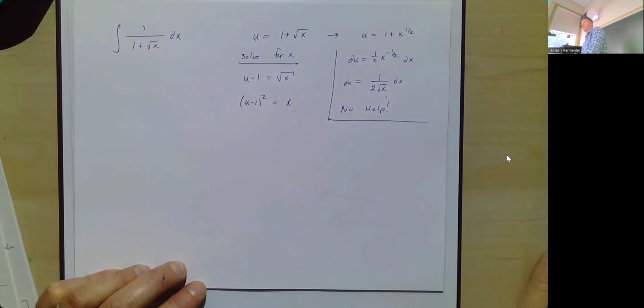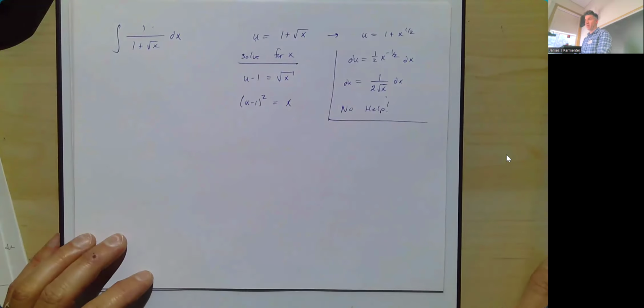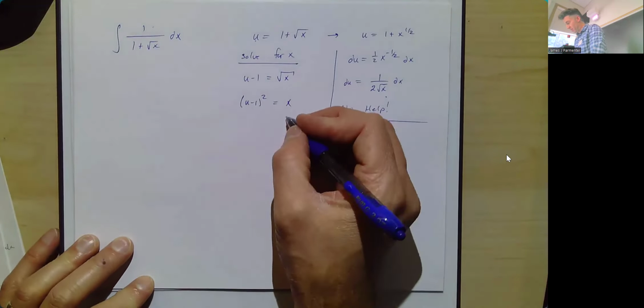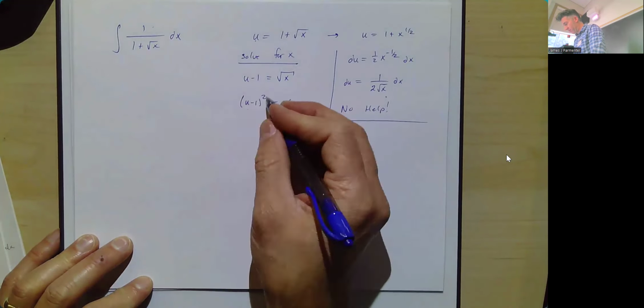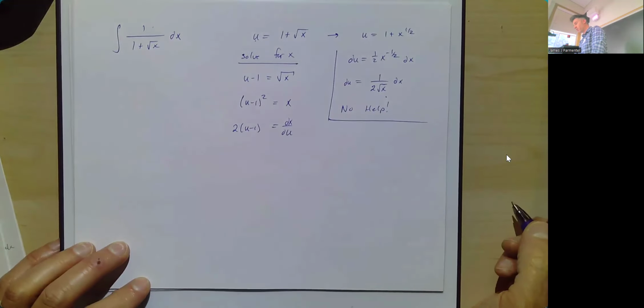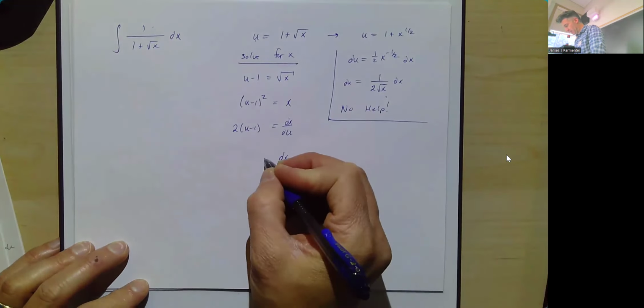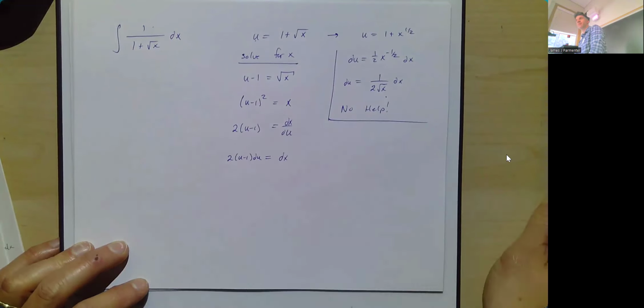And then we're going to differentiate both sides kind of the other way, meaning instead of finding du dx, we're going to find dx du. So we're going to say that dx du is equal to the derivative of u minus 1 squared, which is 2 times u minus 1 to the first, or dx is equal to 2 times u minus 1 du.